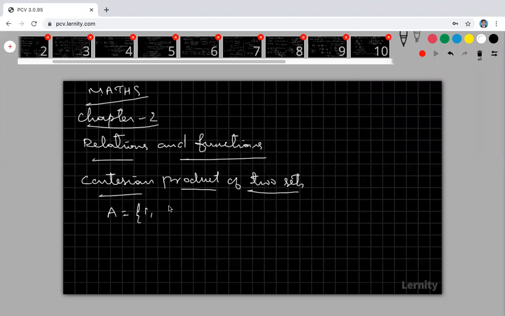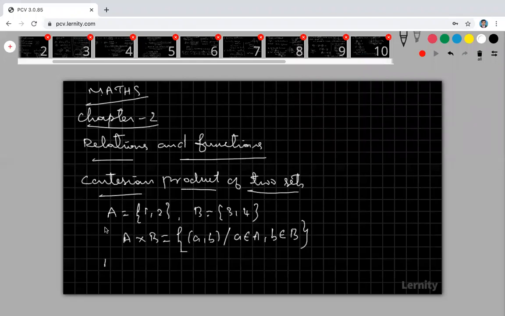Suppose we take A is equal to {1, 2}, B is equal to {3, 4}. What is my Cartesian product? The Cartesian product of two sets is the set of all ordered pairs (a, b), where a belongs to A and b belongs to B. A cross B is a set of all ordered pairs. In this ordered pair, the first element belongs to the first set and the second element belongs to the second set.